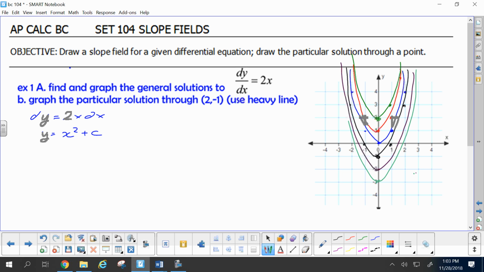I bet you wish you had all these colors. Huh? All right, a little.